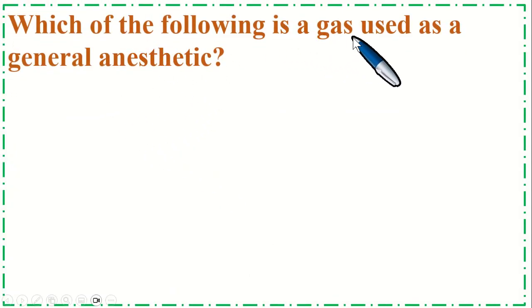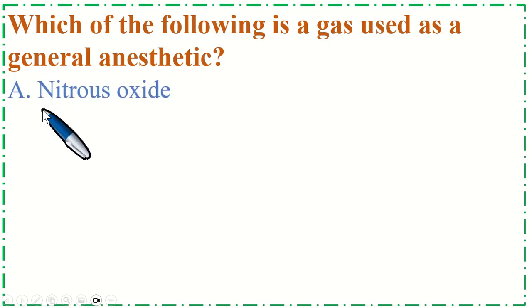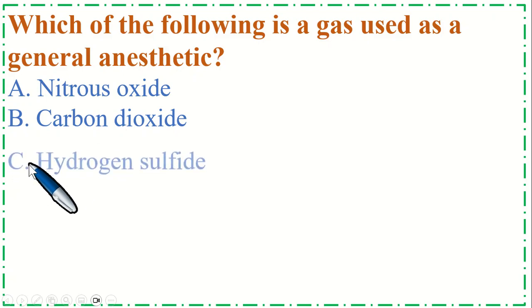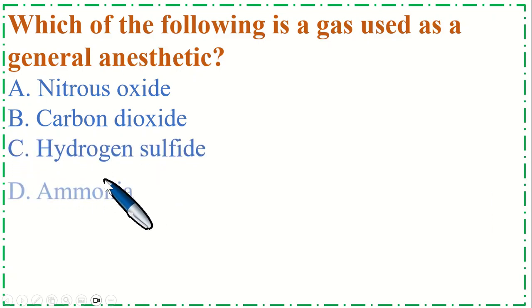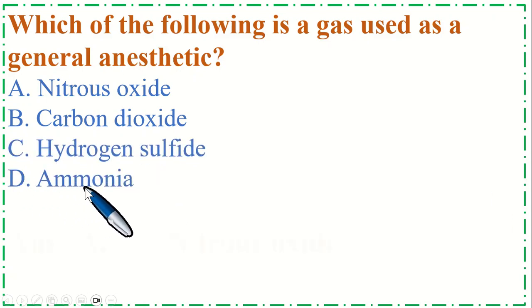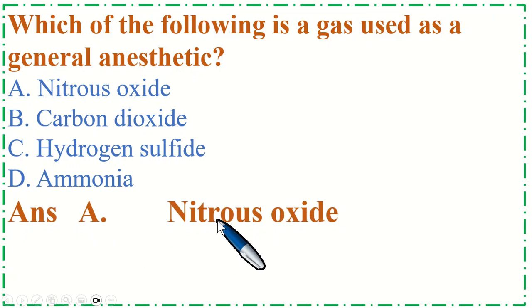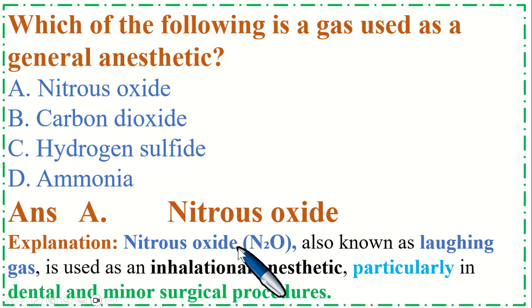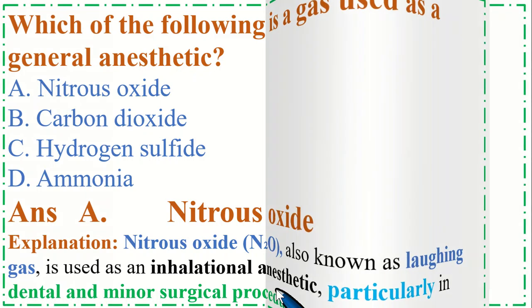Which of the following is a gas used as a general anesthetic? Option A, nitrous oxide, B, carbon dioxide, C, hydrogen sulfide, and option D, ammonia. So the correct option is A, nitrous oxide. Nitrous oxide, also known as laughing gas, is used as an inhalation anesthetic, particularly in dental and minor surgical procedures.